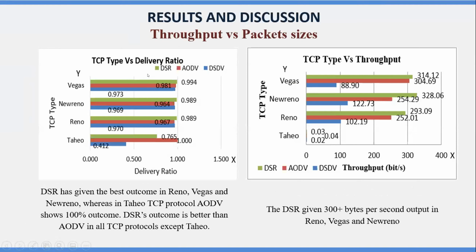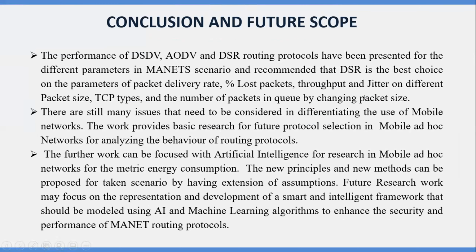We also analyzed the TCP types as delivery ratio, like transmission control protocol types, in different protocols like DSDV, AODV, and DSR: Vegas, New Reno, and Tahoe. DSR gave the best outcome in Reno, Vegas, and New Reno, whereas in the Tahoe type, AODV shows 100% packet delivery. DSR's outcome was better than AODV in all other TCP types. The throughput was found better than others in DSR protocols.